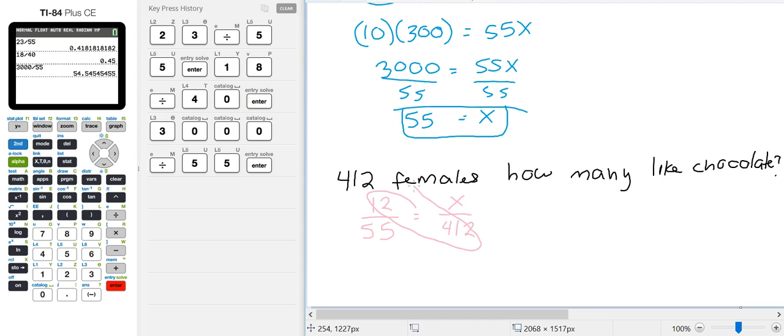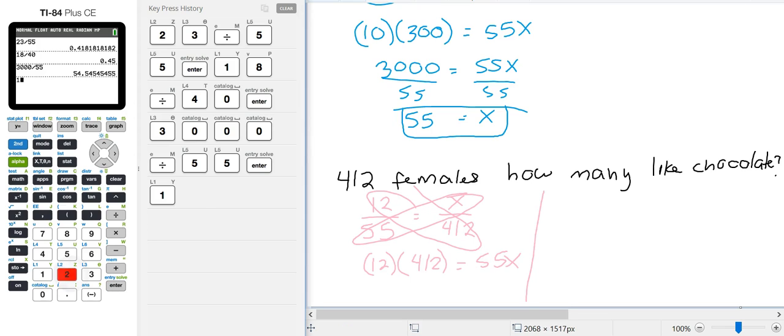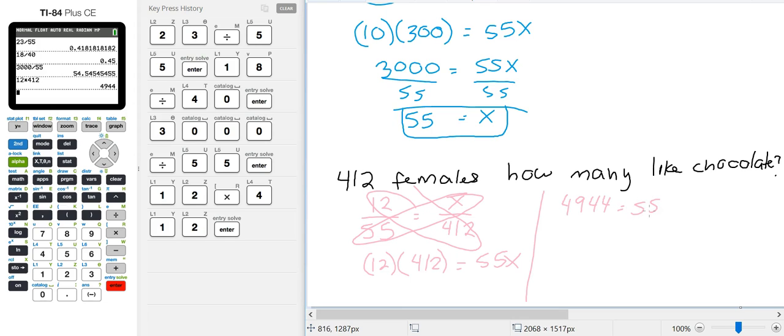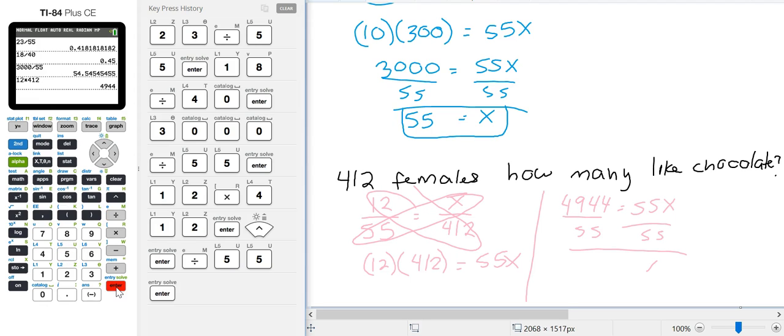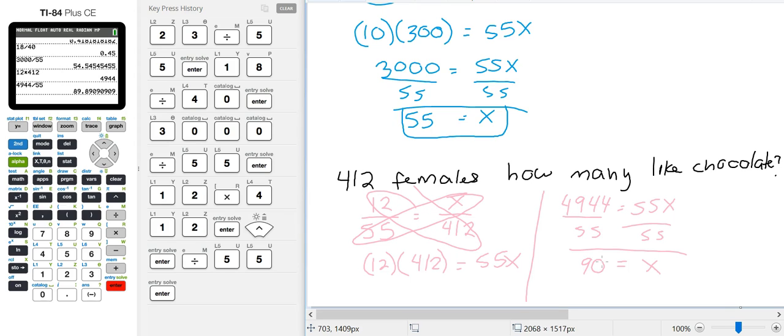And we're going to cross multiply. 12 times 412 is equal to 55x. 12 times 412 is 4944, which is equal to 55x. We're going to divide by 55 on both sides. X is equal to 4944 divided by 55. Let's round it off to 90. So if there are 412 females in the school, using this information, 90 of those females will like chocolate best.